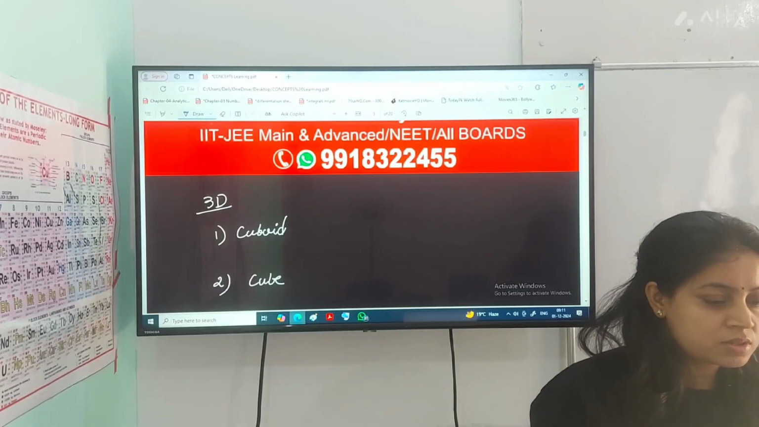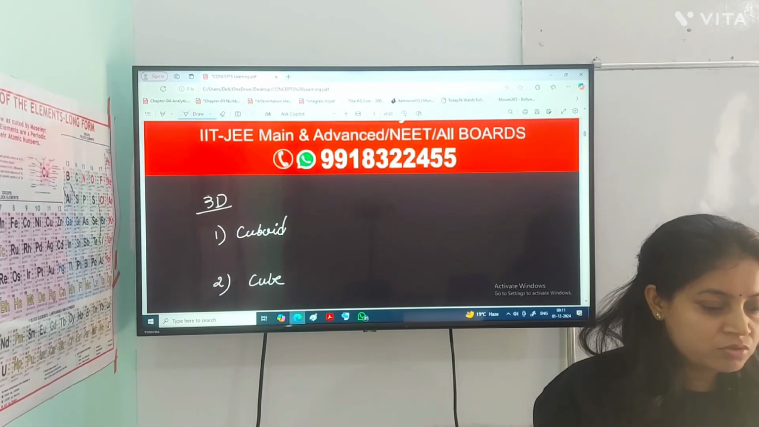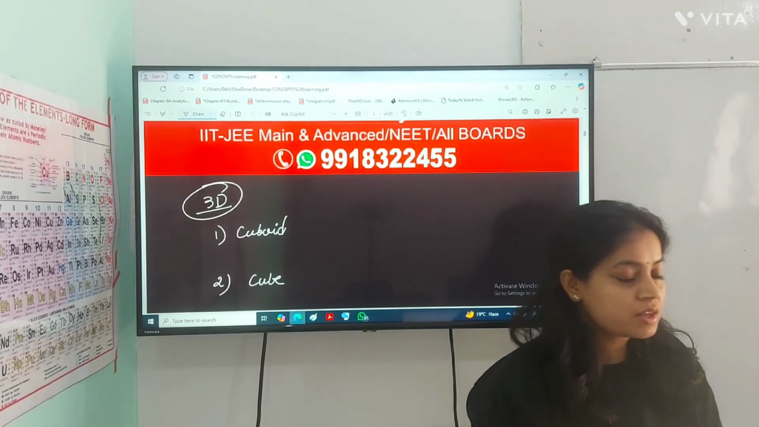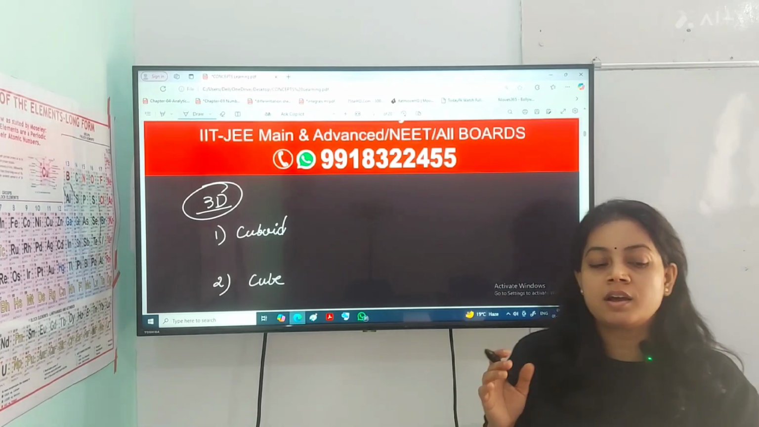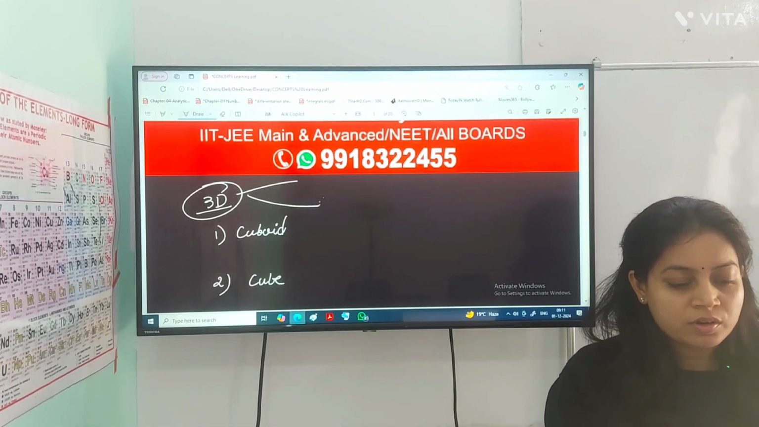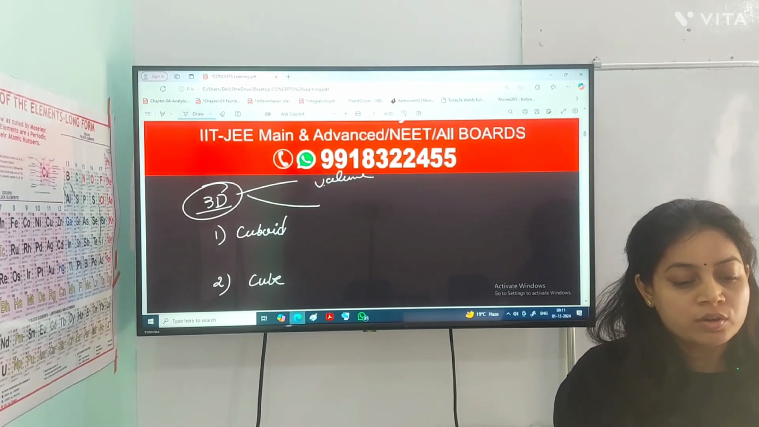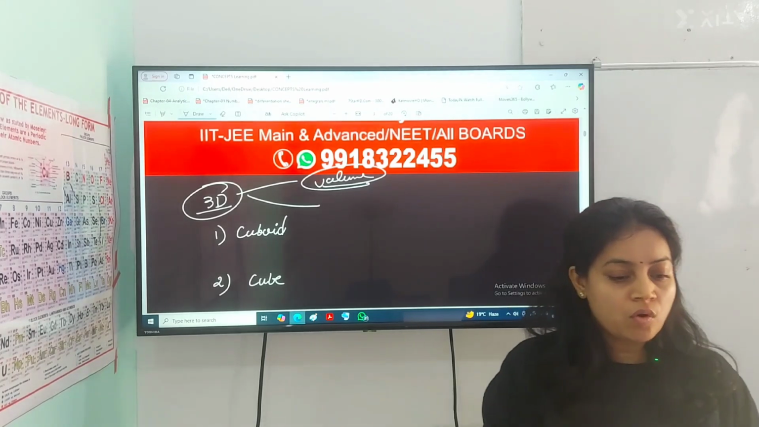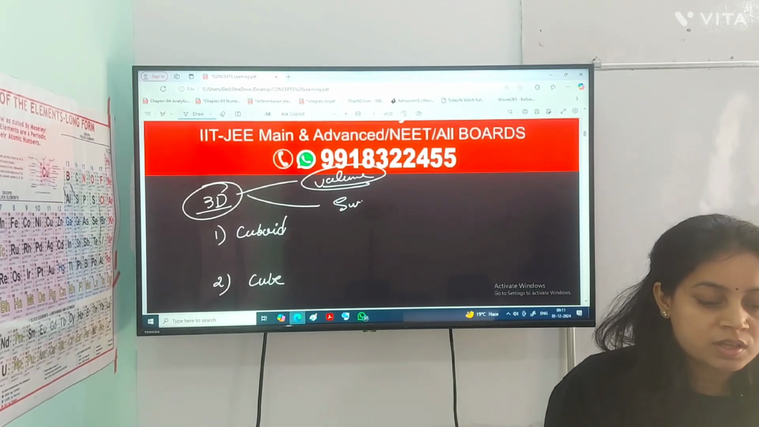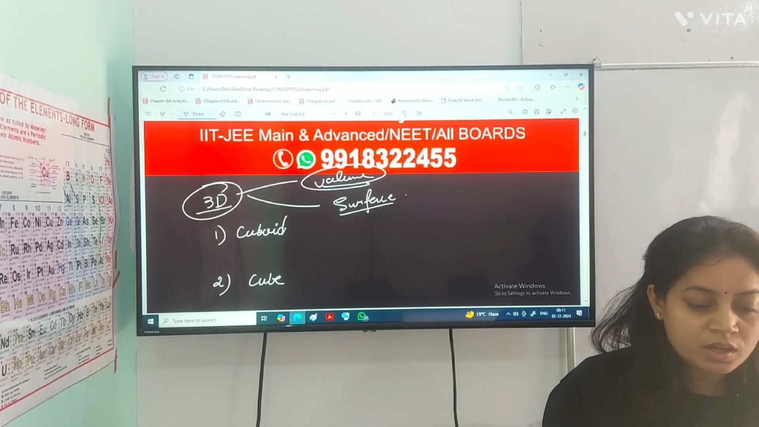The next topic is 3D shapes. This is simply interesting because in 3D we have something we can calculate. What can we calculate here? We can calculate volume. It has some kind of volume, and we can calculate the surface area as well.